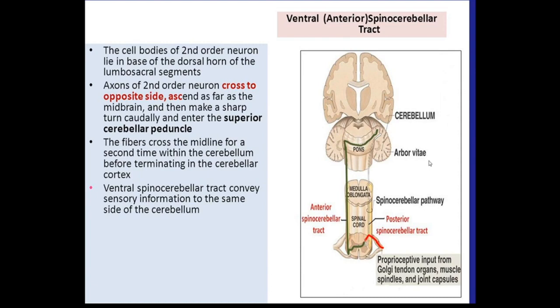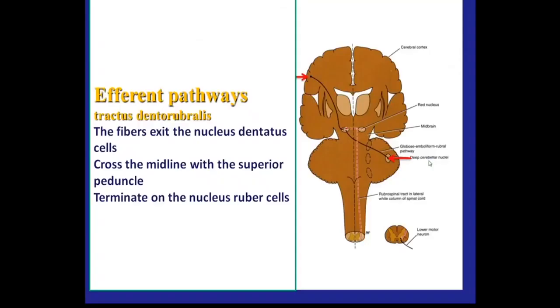Without cross or with cross, the same situation, to the ipsilateral side. Efferent pathways. Only one cerebellum descending tract, tractus dentarubralis, from nucleus dentatus to the nucleus ruber, with the superior peduncle. But we know the superior peduncle is crossed. So we go to the contralateral side again.